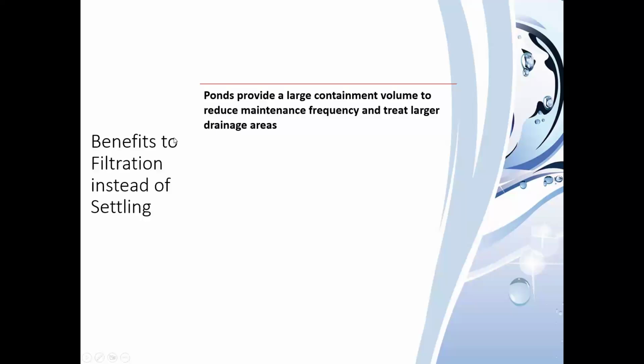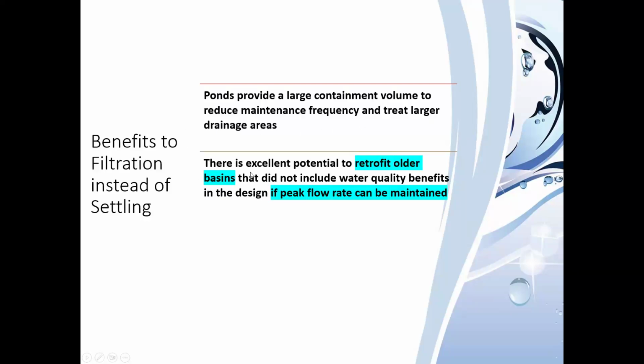So what are some benefits to filtration instead of settling? Number one, when you use it with a pond, you've got a large containment volume to reduce the maintenance frequency, and you can treat larger drainage areas. Number two, there's an excellent potential to retrofit older basins that did not include water quality benefits if the peak flow rate can be maintained.